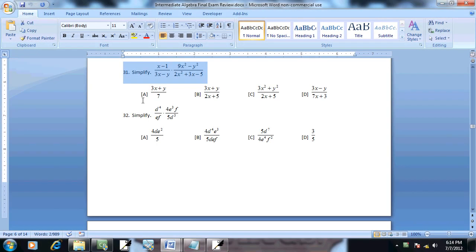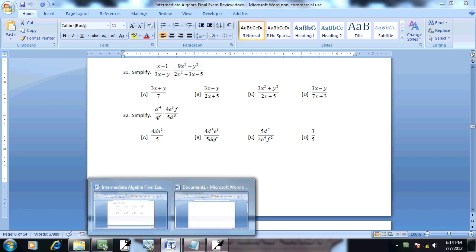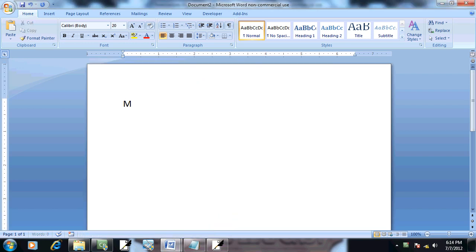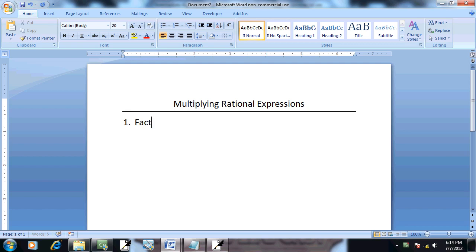Let's take a look at problem number 31, multiplying rational expressions. Multiplying rational expressions. Step 1: factor everything. So factor everything.